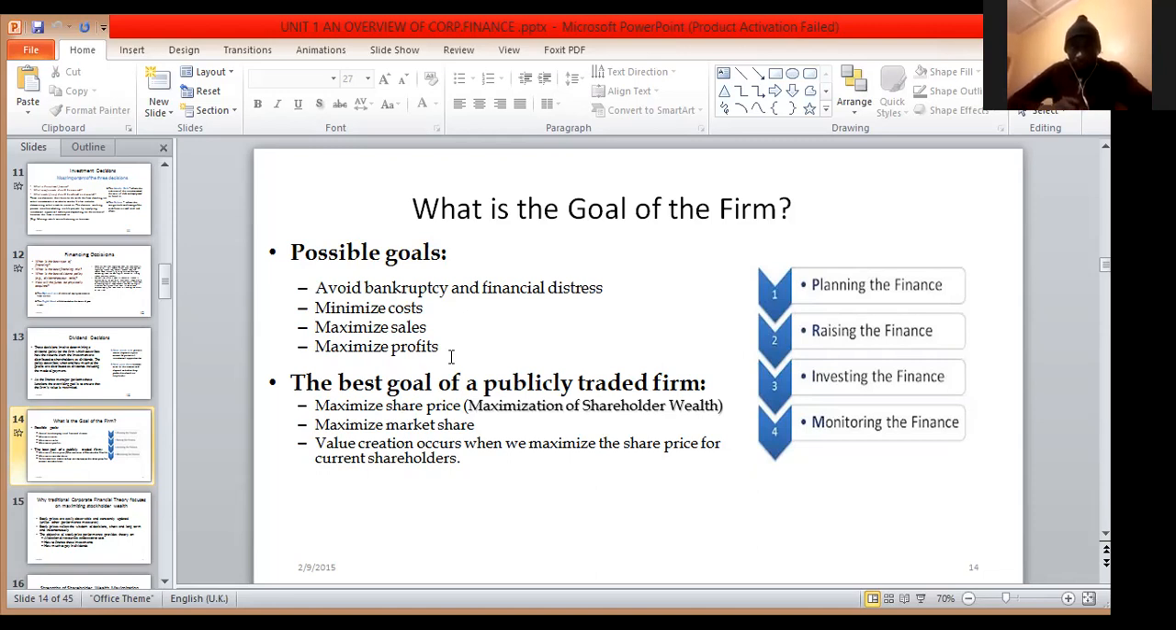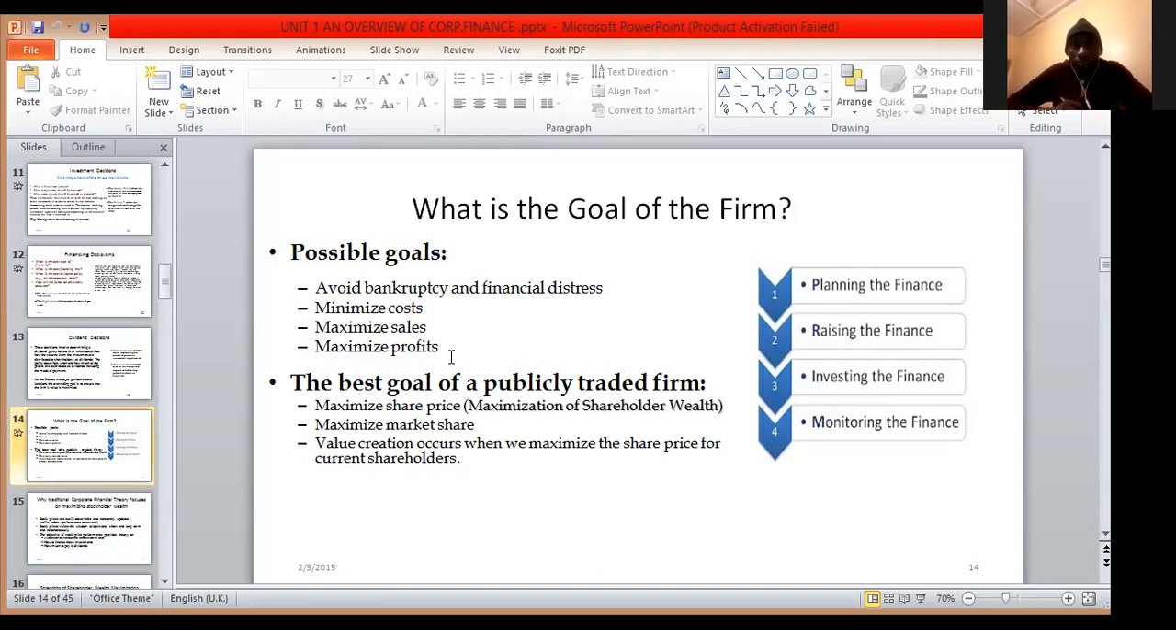The third goal of the firm is to maximize sales. You must aim at maximizing sales. We are in business because we're able to make sales. If you can't make a sale, how? You are kicked out of business faster than you came. So it is one of the goals of the firm to maximize sales.